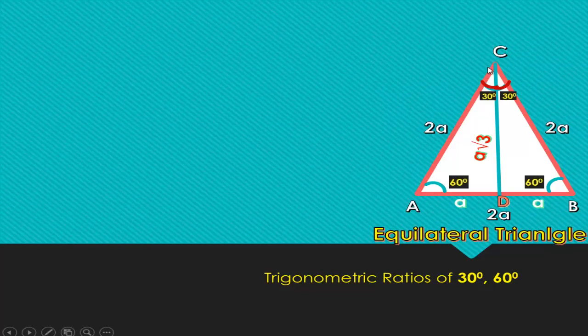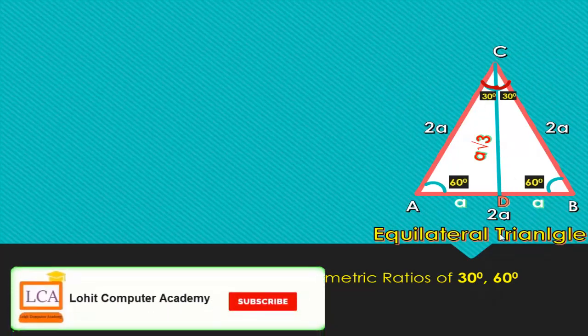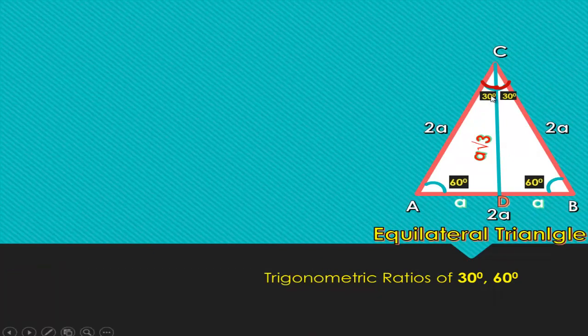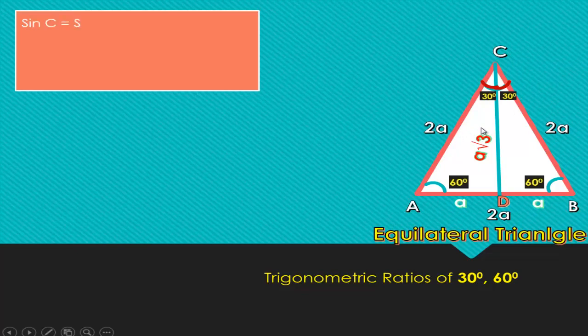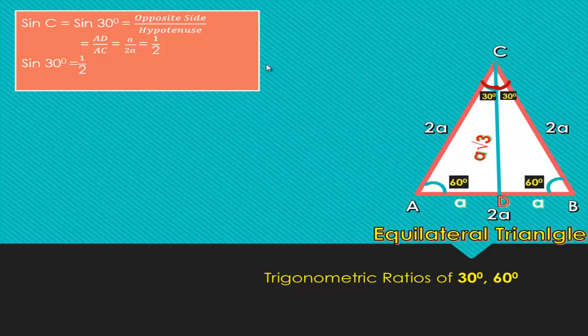Now we have all three sides of this right angle triangle ACD. Let us calculate the trigonometric ratios of 30 degrees, that is sin 30. For this we have to calculate the trigonometric ratios for angle C, that is sin C equal to sin 30 equal to, sin means opposite side by hypotenuse, that is AD by AC, that is equal to A by 2A. A gets cancelled, it remains 1 by 2. Therefore sin 30 equal to 1 by 2.